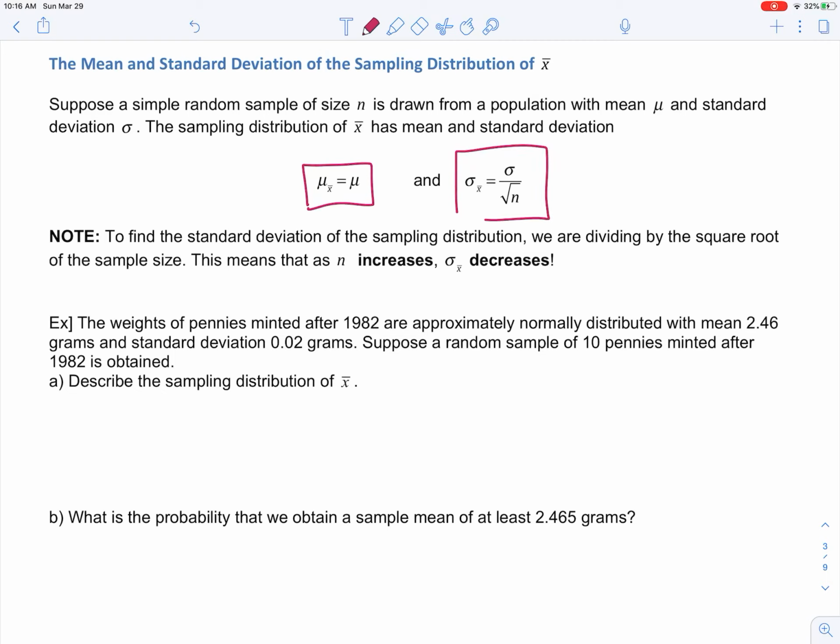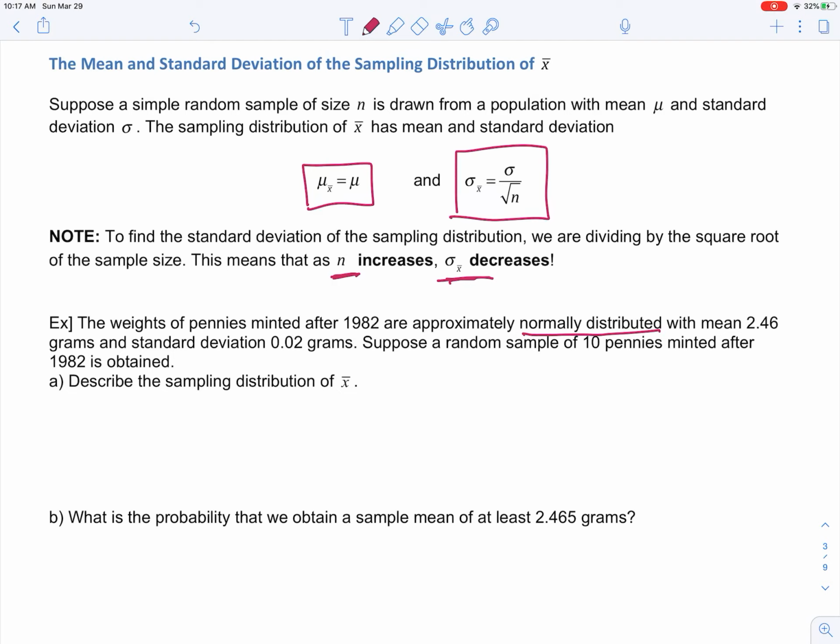What will be different will be the standard deviation. So sigma sub x bar equals sigma, which is the population standard deviation, divided by the square root of n. So notice that the sample size, n, its square root is in the denominator. This means for a larger sample size, your standard deviation will decrease. This is what we've been saying all along, that the larger the sample size you have, the more accuracy you will have, and that's what this here is showing us. So let's try an example.